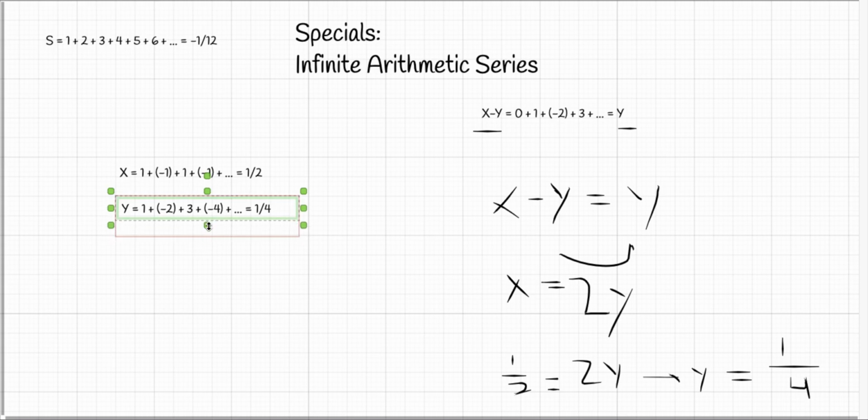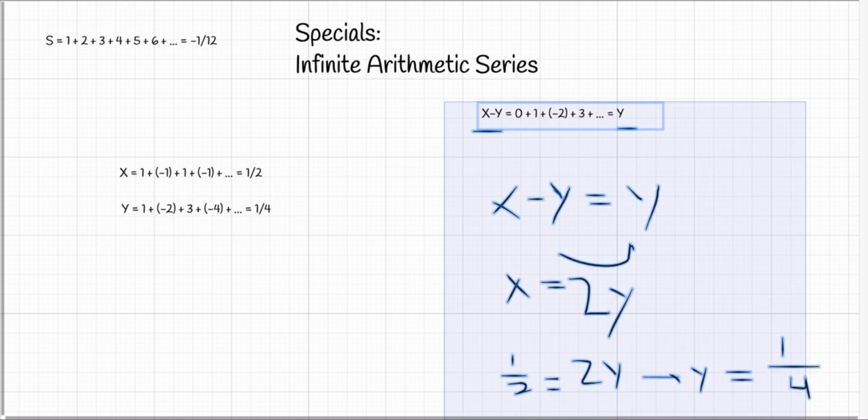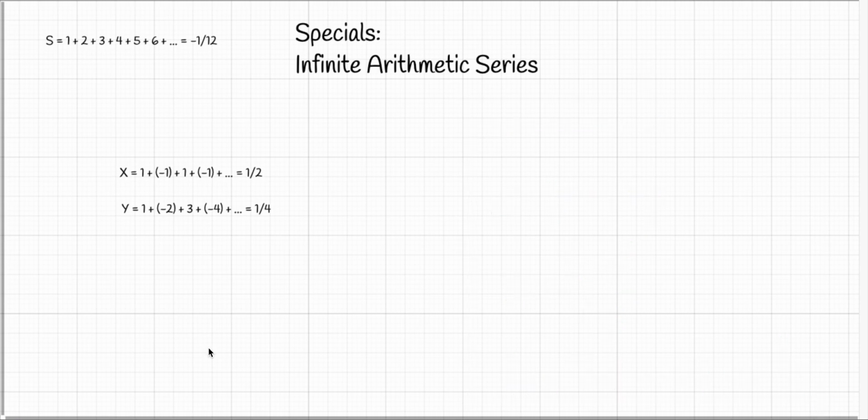Now, we finally have enough to solve for the series S. This looks a bit related, but not sure what we can do with it, right? So let's try something similar. Let's subtract S and Y. S minus Y is equal to, so what's 1 minus 1? 0. What's 2 minus negative 2? That's 2 plus 2, which is 4. What's 3 minus 3? That's 0. What's 4 minus negative 4? That's 4 plus 4, which is 8. And so on. 0, 12, and so on.